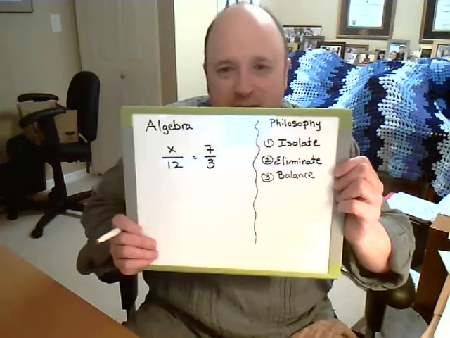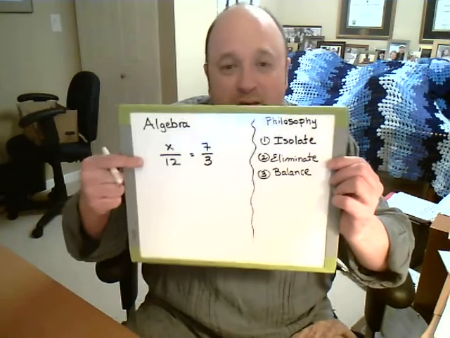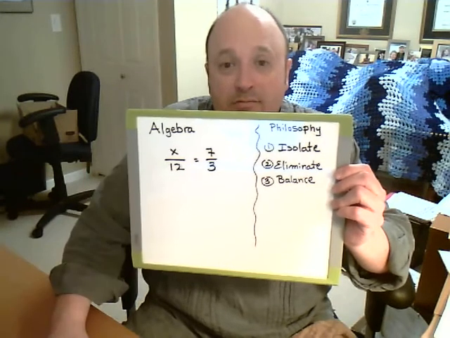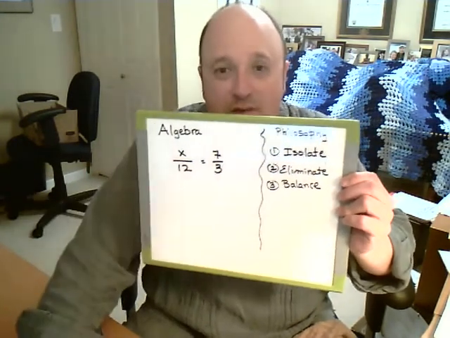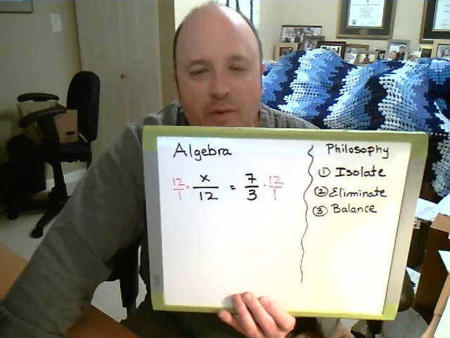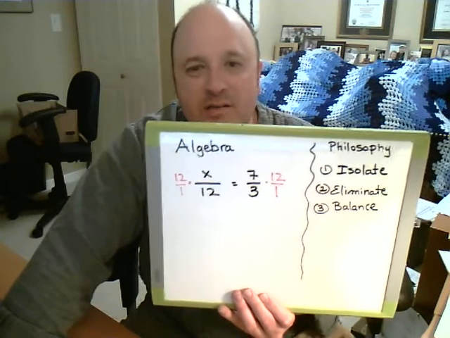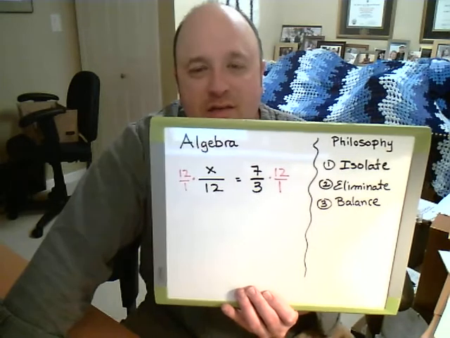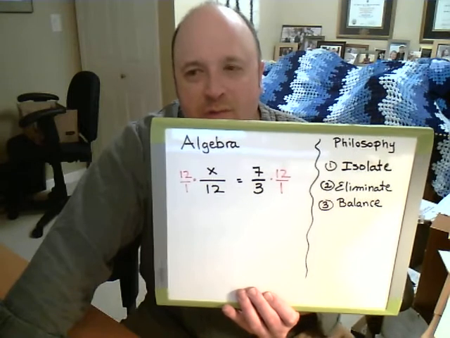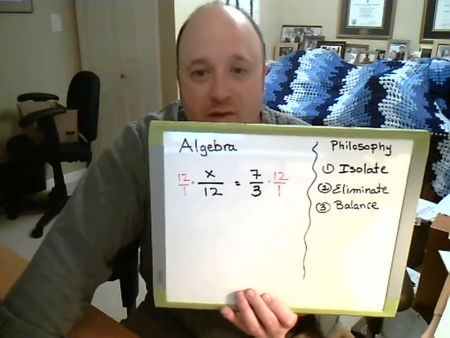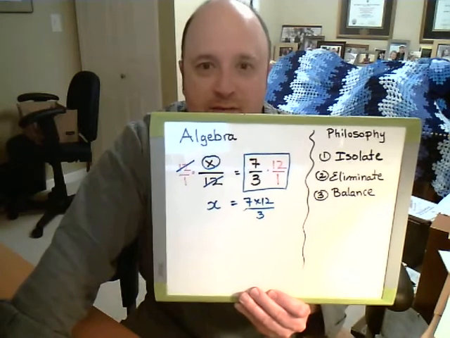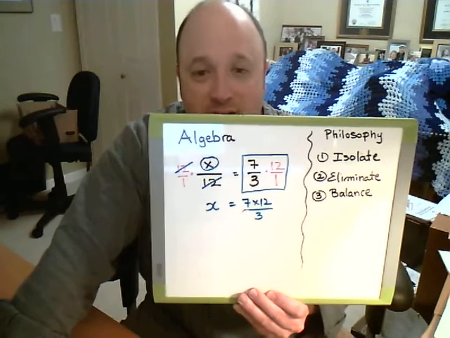So, okay, in order for me to isolate, I have to be able to eliminate the 12. So how do you eliminate a divide by 12? What's the opposite of divide by 12? Multiply by 12. So let's see what that looks like. Okay, so I'm multiplying by 12. I write 12 as 12 over 1 just to make it easy to see how things in the fraction cancel out. And as you can see on the left-hand side, the 12 on top of the fraction cancels out with the 12 on the bottom of the fraction, and the x is left by itself.